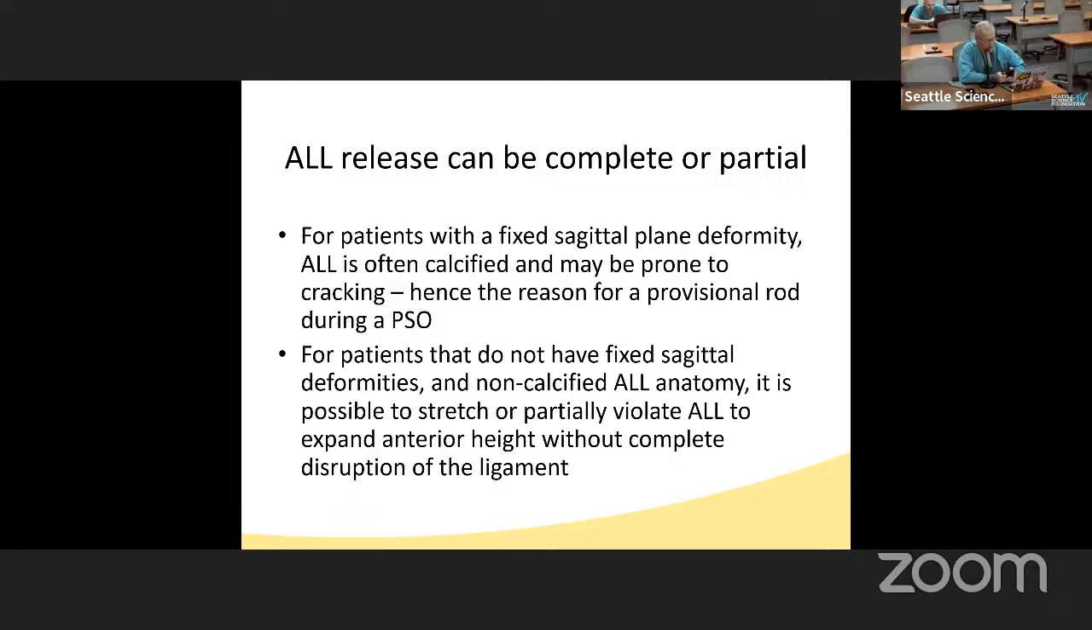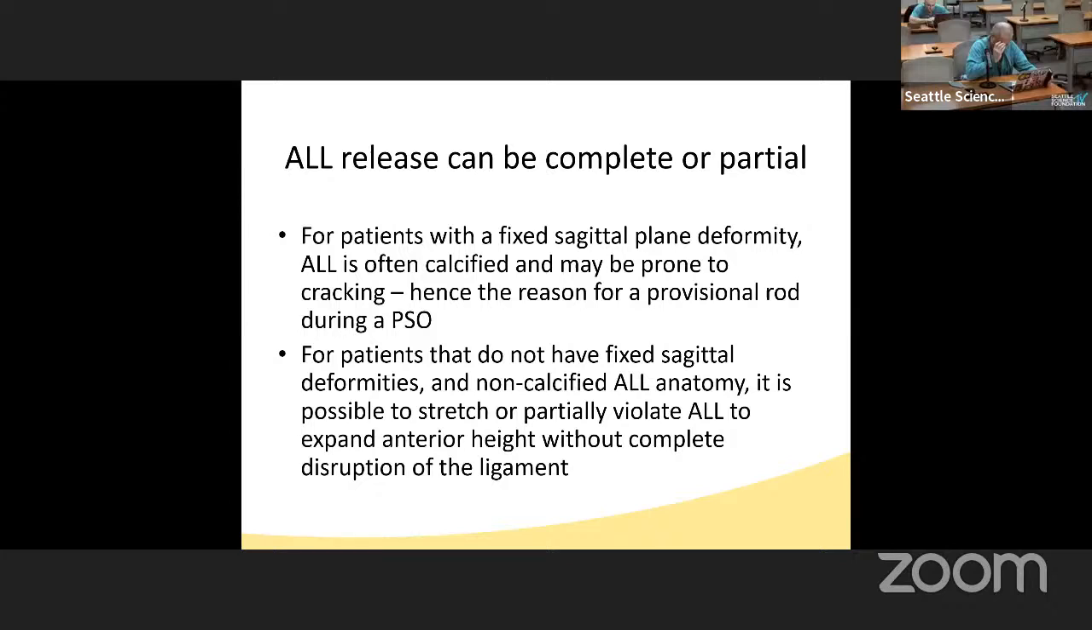Hey, Charlie, a question by Dr. Balk. He just wanted to make sure that there's a definition. So anterior release implies more than just doing a discectomy. It means that the anterior longitudinal ligament is actually physically separated. Just to clarify, is that correct? Yes, it's physically separated or attenuated, and we'll discuss these nuances soon.